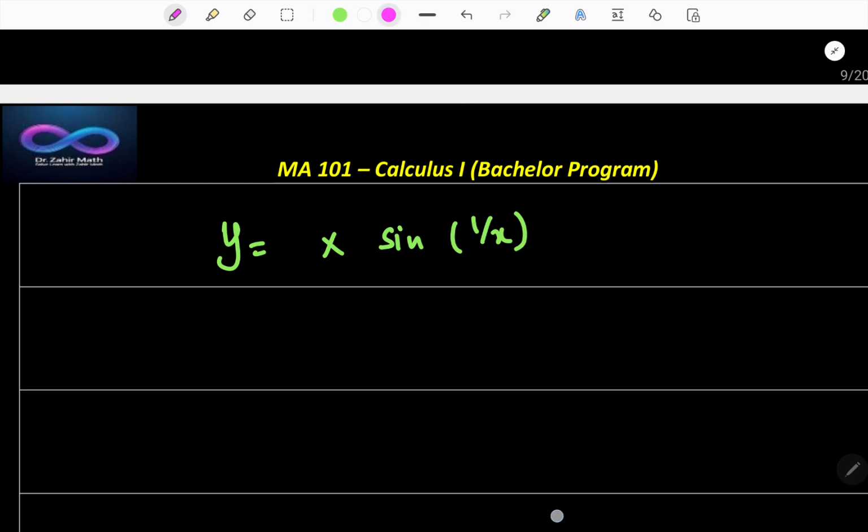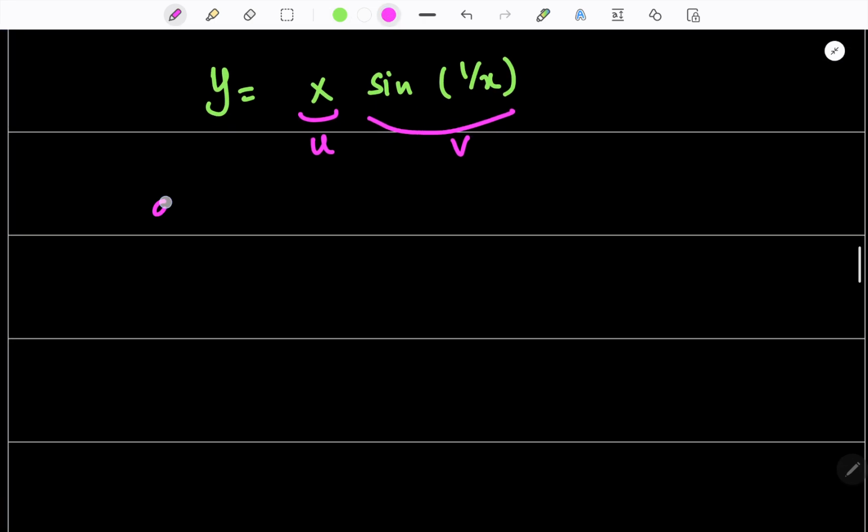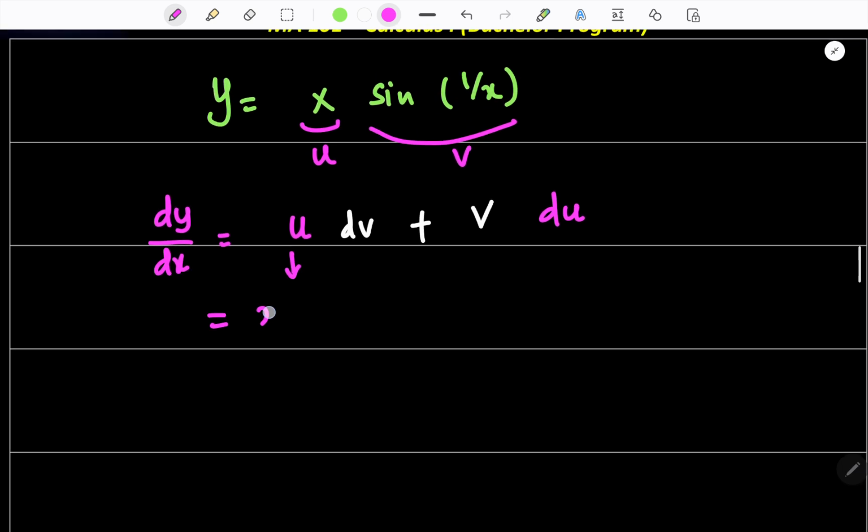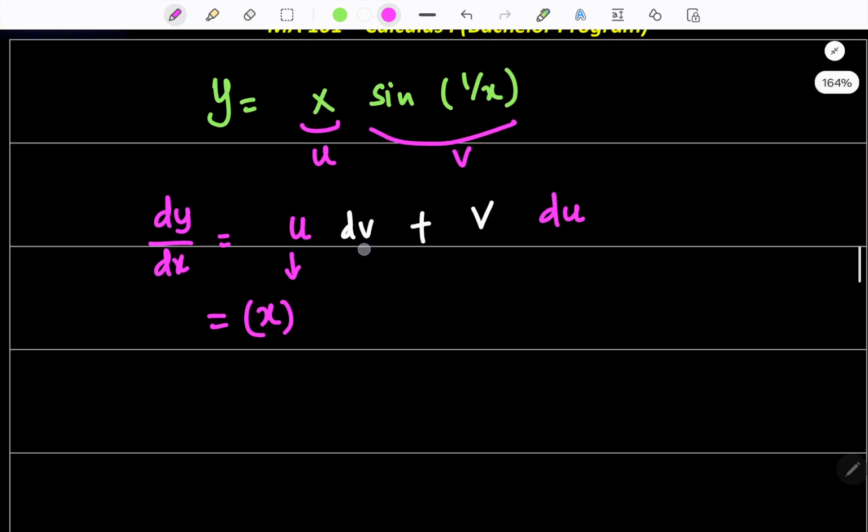I'm going to use the product rule. What is the product rule? UV. So what is the rule? dy by dx is equal to u times the derivative of v plus v times the derivative of u, right? Here u means the function x, right? This is v, and we need the derivative of v.